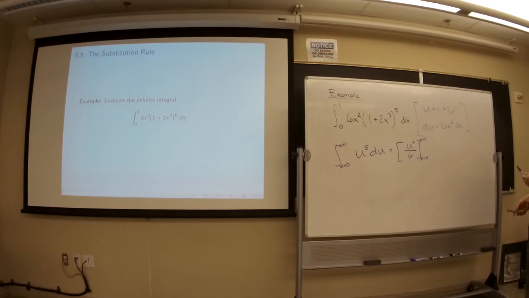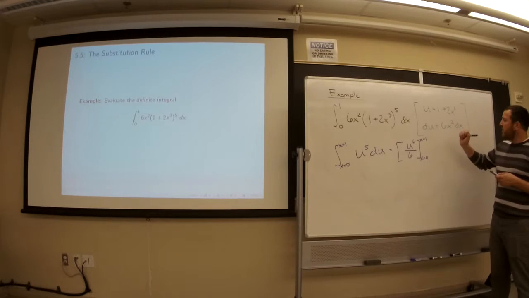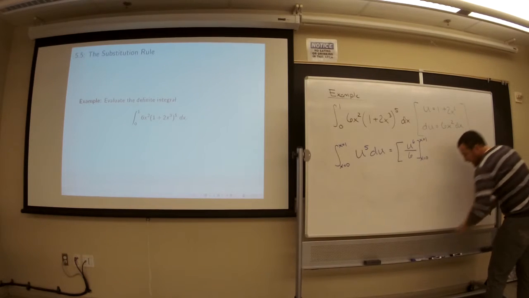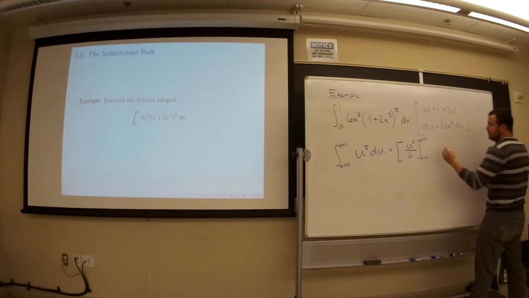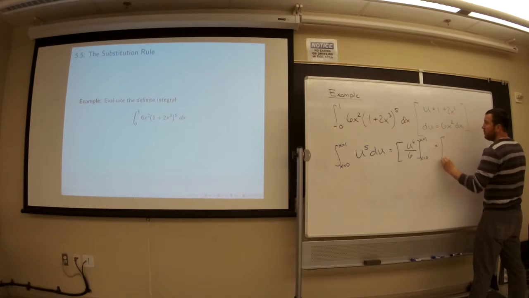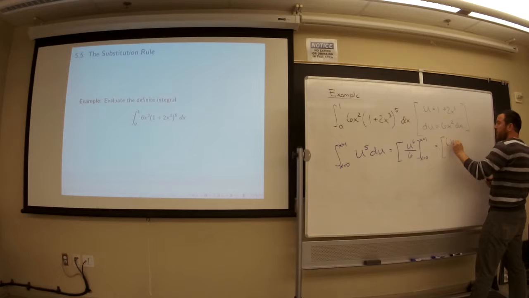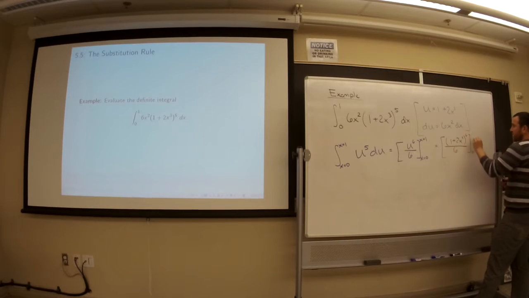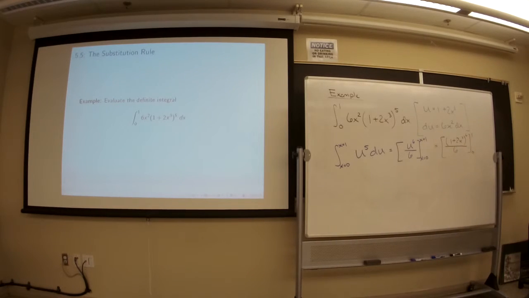But now we've got to put the substitute back in for u, to get x for our antiderivative, and we'll get 1 plus 2x cubed to the 6th over 6 evaluated from, now we have it in for x, so we can plug in 1 and 0.